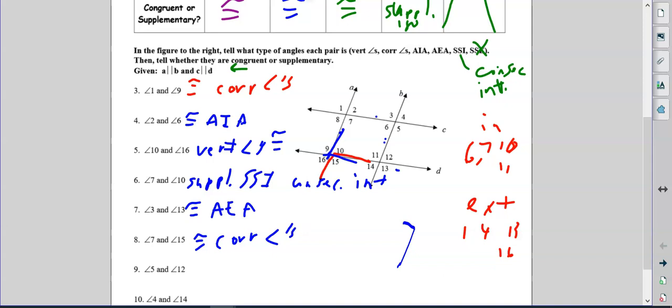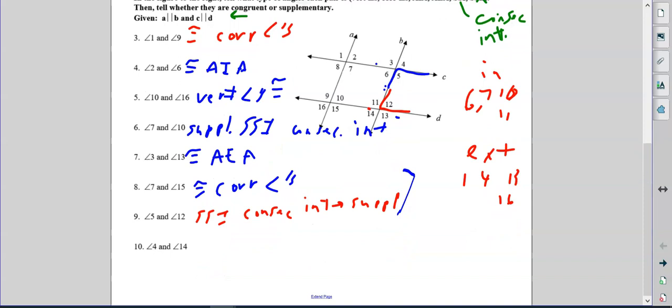5 and 12. At some point, it just is easier to do this and start over. So 5 we have right here. And 12 we have right here. Well, if you notice something interesting, 12 is the same as 10, and 5 is the same as 7 because of corresponding angles. Therefore, since up here on number 6 we said 7 and 10 were supplementary and SSI, this is the same thing. SSI or consecutive interior, which means they are supplementary.